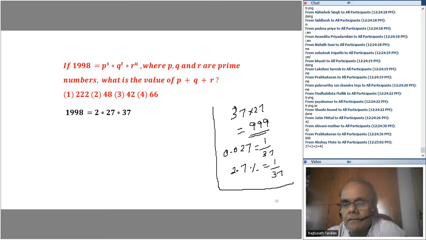Right. Now 2 is a prime number, 37 is a prime number. Is 27 a prime number or not? So I can write it as 3 cubed. Therefore P is 2, Q is 3, R is 37. Therefore the value is 42.